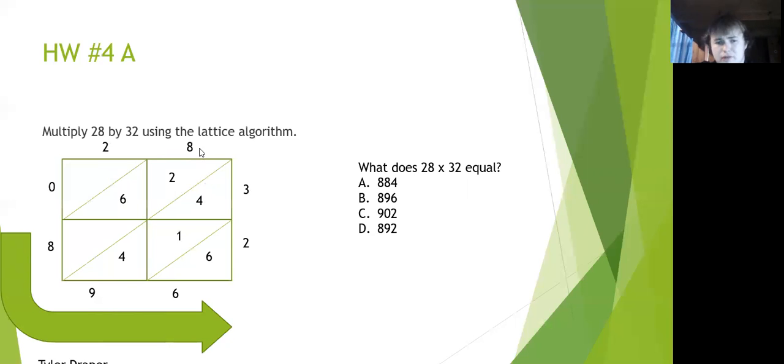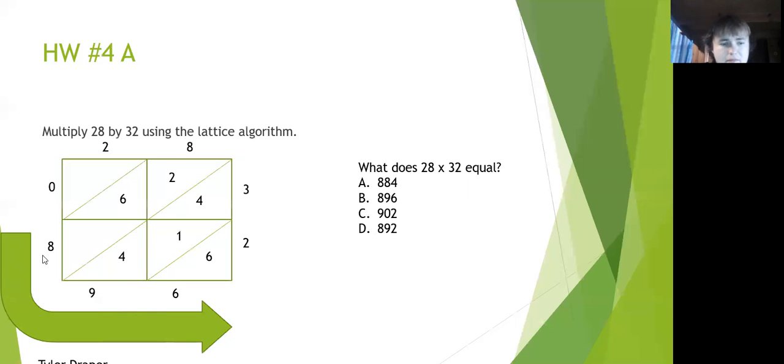8 times 3 is 24. 8 times 2 is 16. 2 times 3 is 6. 2 times 2 is 4. Then we're going to add these numbers up real quick here. We bring our 6 down. 4 plus 1 plus 4 equals 9. 2 plus 6 is 8. We don't have anything in that one, so that's a 0. So what does 28 times 32 equal? That's right. It equals 896.